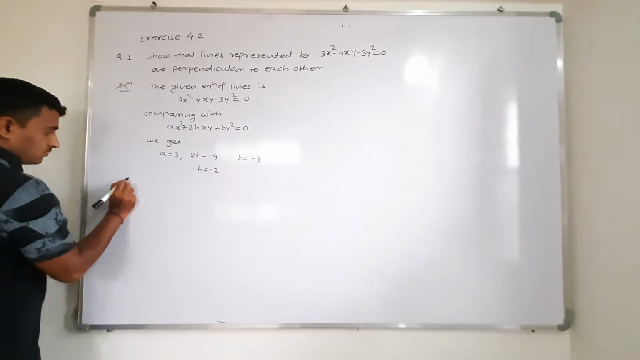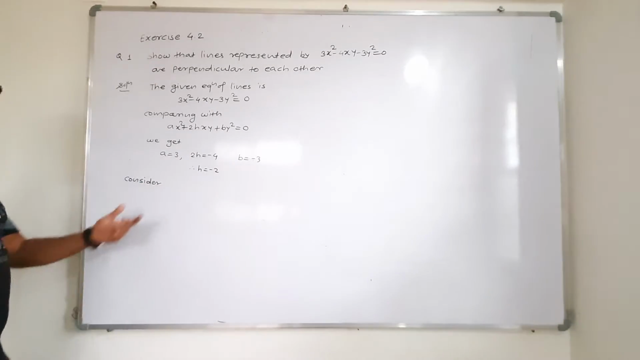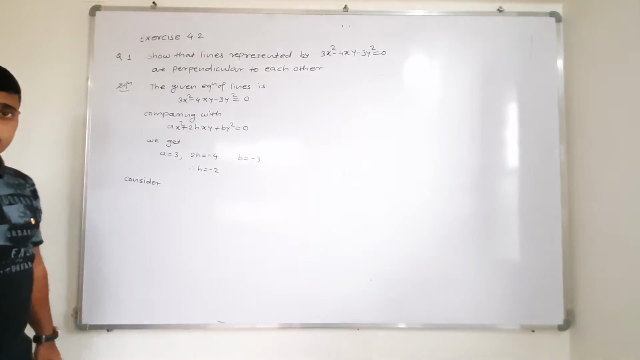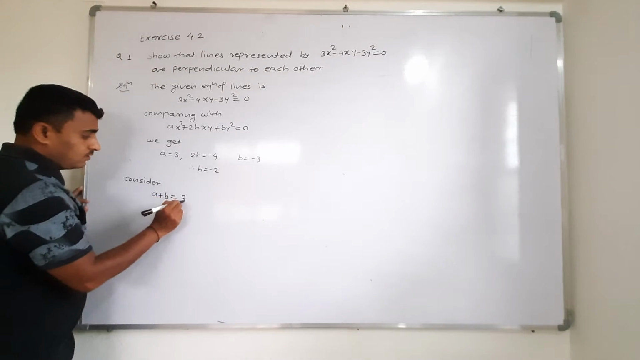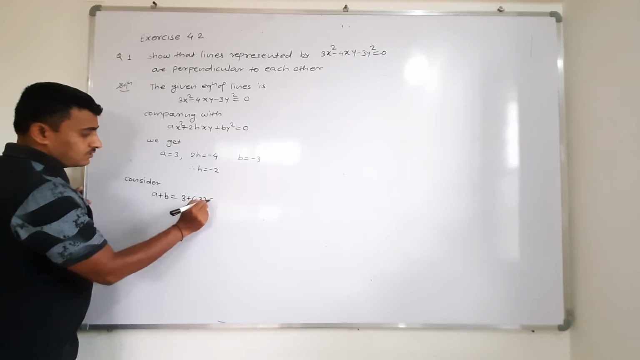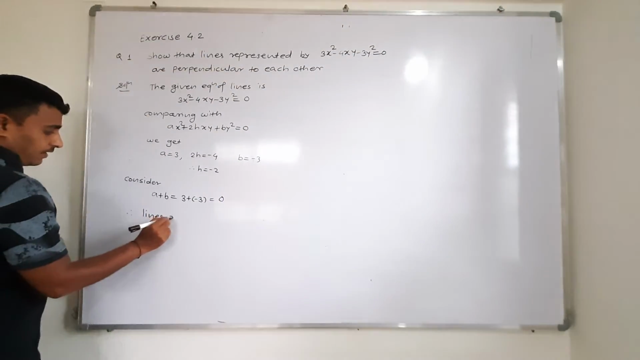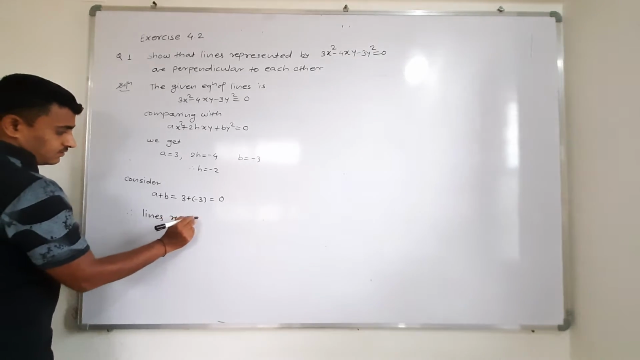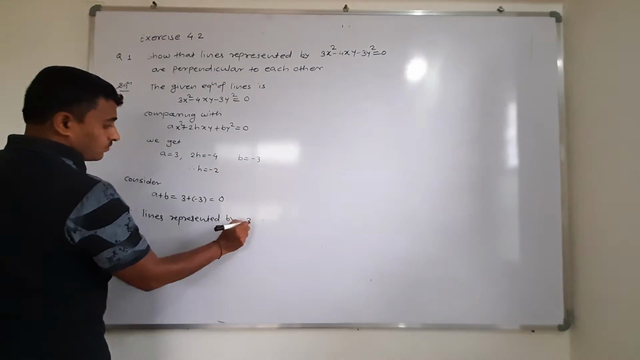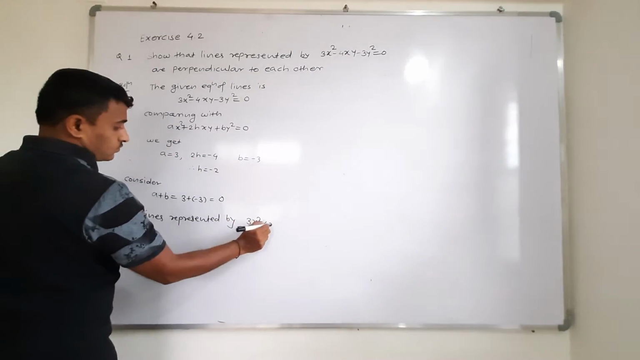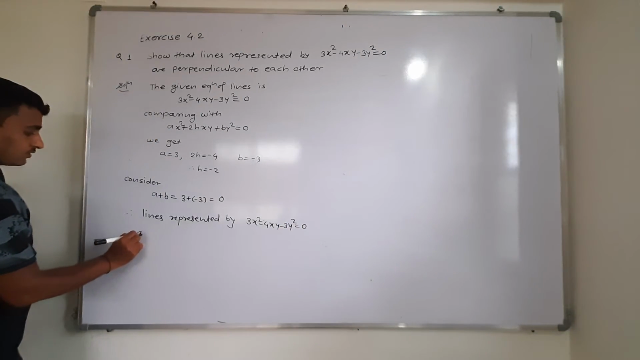Now consider a plus b. We know that if a plus b is equal to 0, then lines are perpendicular. a is equal to 3, b is equal to minus 3, so a plus b is again 0. Therefore the lines represented by 3x square minus 4xy minus 3y square is equal to 0 are perpendicular to each other.